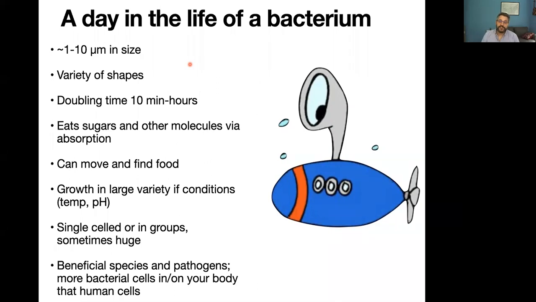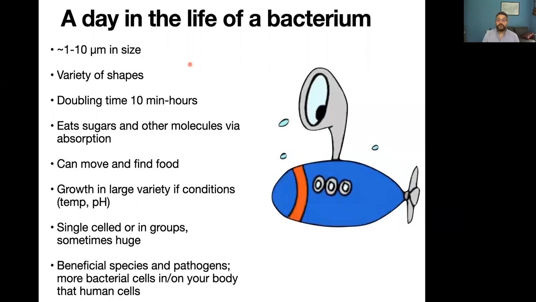Different species of bacteria can basically grow anywhere on the planet under any kind of environment that might exist here, different pHs, different temperatures, et cetera. Some of them are truly single-celled. They live by themselves, do their own thing. Others live in large groups sometimes, and some live in groups all the time. They basically are not successful in the wild as individuals. They only live in groups, okay?